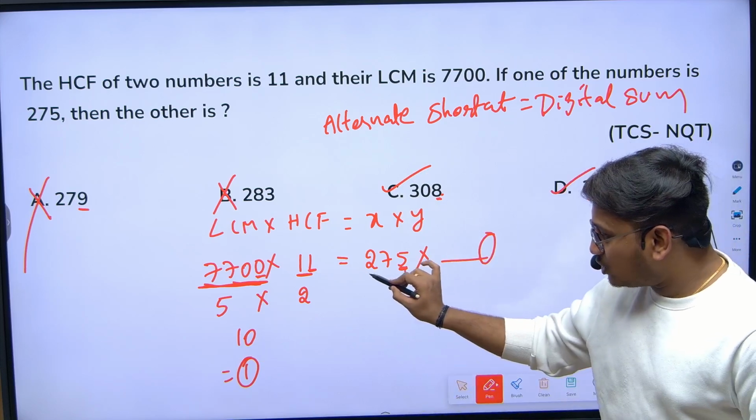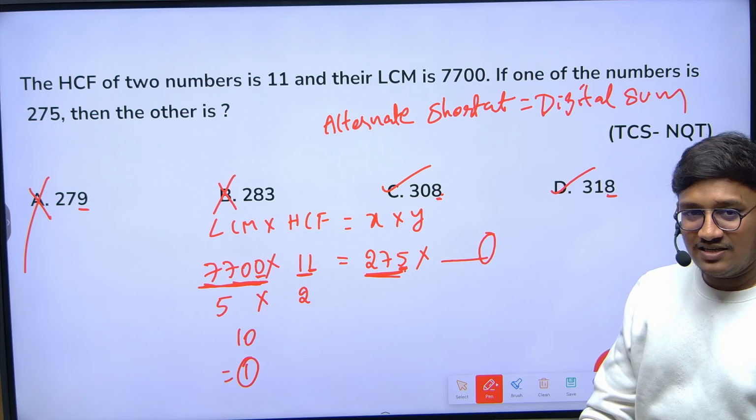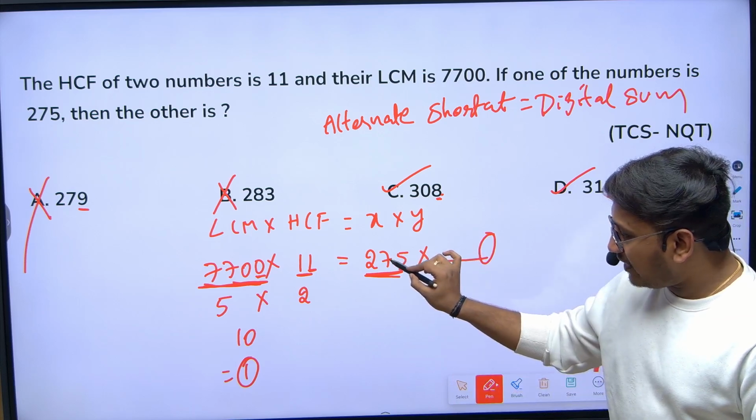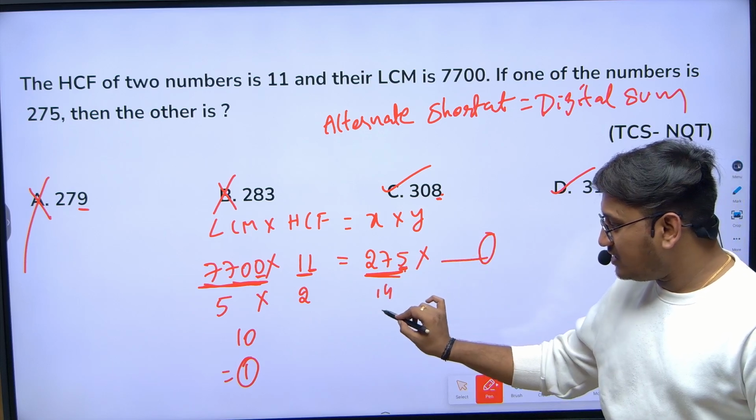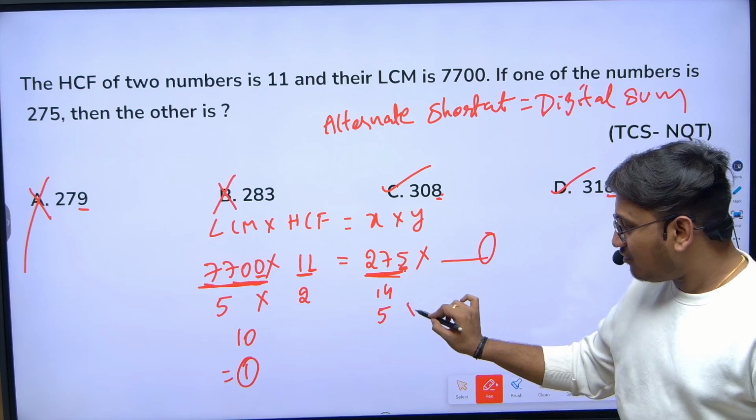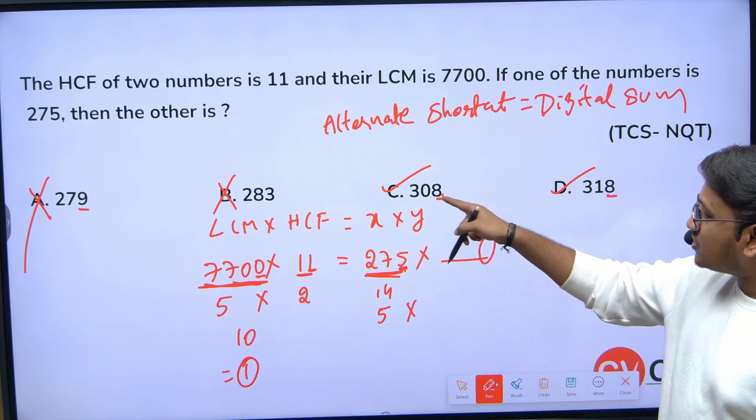Now even here also you just need to observe the digital sum. 7 plus 5 is 12. 12 plus 2, 14. 14 means 5. Digital sum is 5. 5 multiplied with, now cross check with the options.